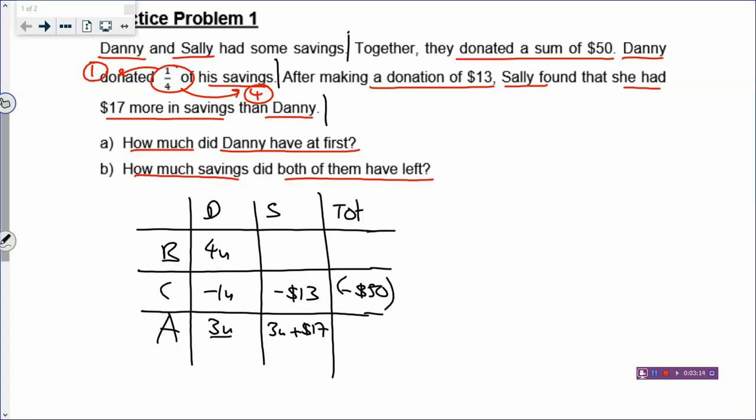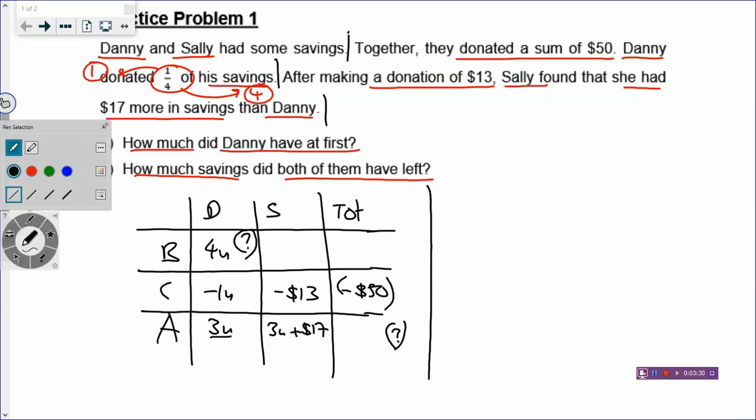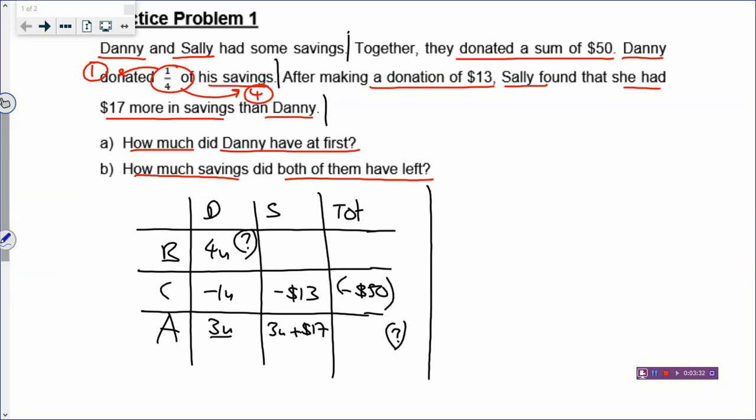So how much did Danny have at first? That's your question mark. And how much savings did both of them have left? That is the question mark, the total in the end, the total after. All right, so you're done already. So this is what you do with the table. Number 1, you have to fill in the boxes first. Number 2, what do you do next? You study your table and you fill in the empty boxes.